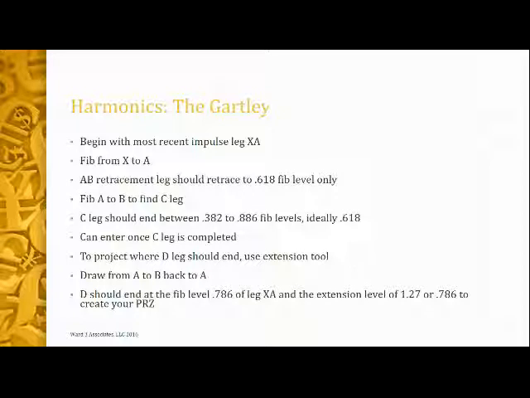And of course, to find where D should end, use the extension tool. And that D should end at the fib level of the 786 of the XA leg. And again, the extension level of 1.27 or the 1.618 to create your price rejection zone.